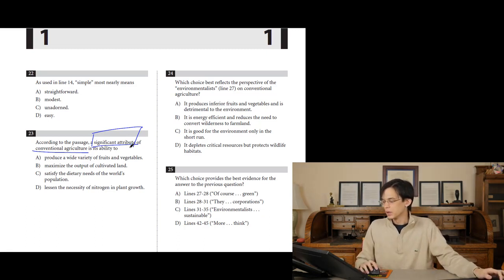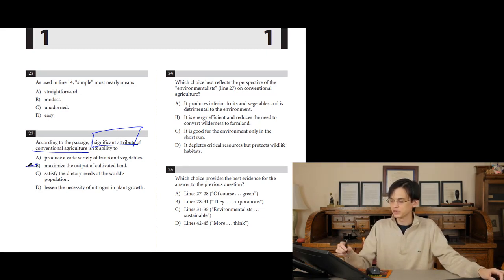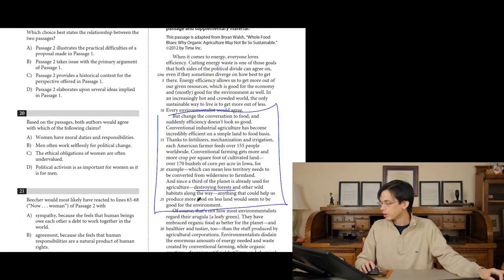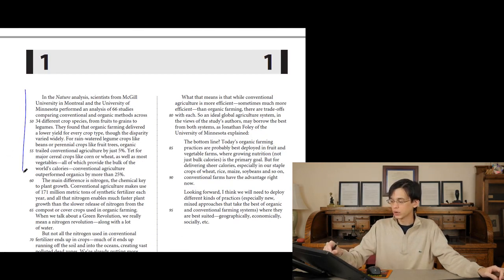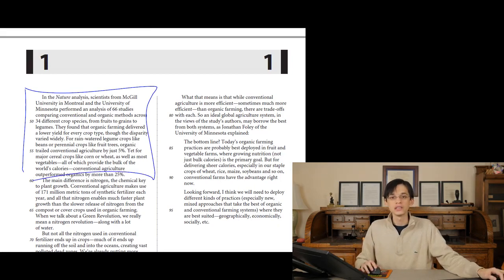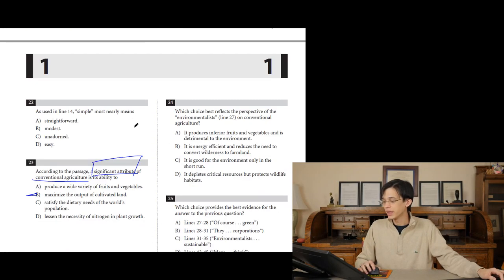What about B? A significant attribute of conventional agriculture is its ability to maximize the output of cultivated land. Yes, because we said, if we remember, that conventional industrial agriculture has become incredibly efficient on a simple land-of-food basis. And we find out it's more efficient than organic agriculture. So we can conclude then that this is a significant attribute of conventional agriculture. It has the ability to maximize this output or efficiency of land. So that's B.